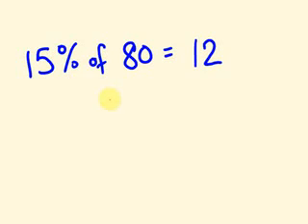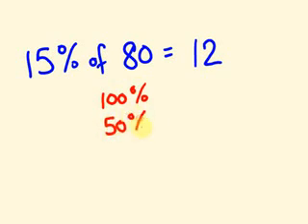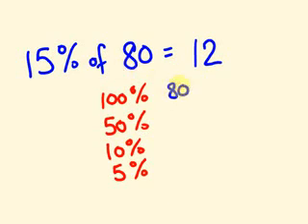First off, I'm going to introduce the idea of 100% of a number, 50% of a number, 10% of a number, and 5% of a number. Now, we're going to be using this a lot in this video today. 100% of a number is the actual number itself. So, an example, 100% of 80 would be 80. 100% of 70 is 70. 100% of 720 is 720.